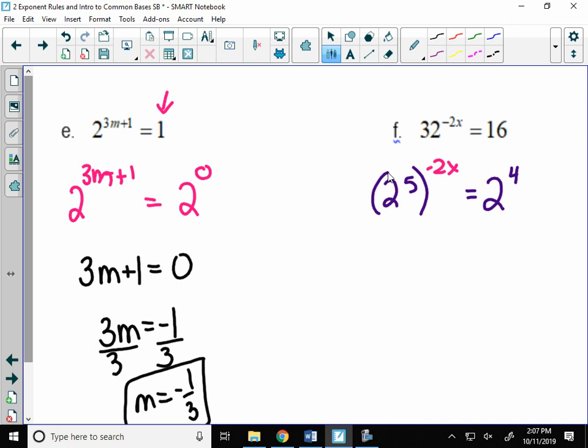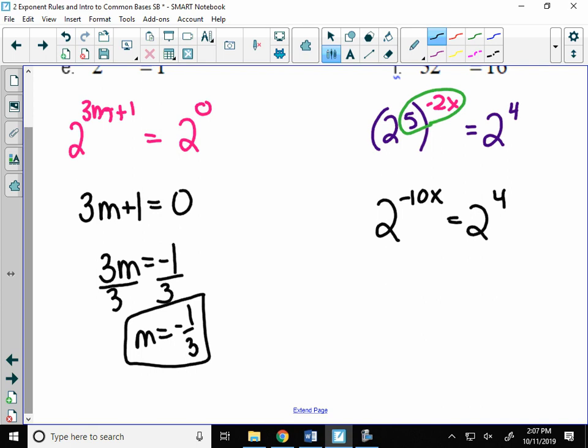Now, knowing power to a power, you can multiply those exponents together and rewrite the left-hand side. 2 to the negative 10x equals 2 to the 4th. Now that they have the same base, I set their exponents equal to each other, divided by negative 10. So here x will be negative 2/5.